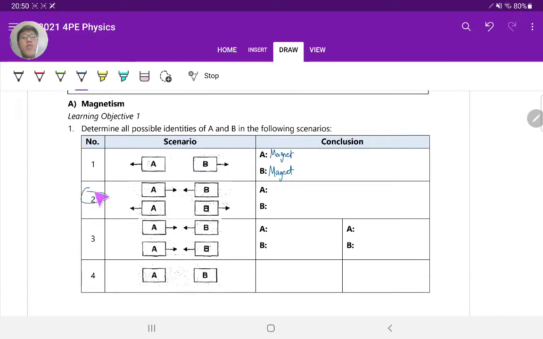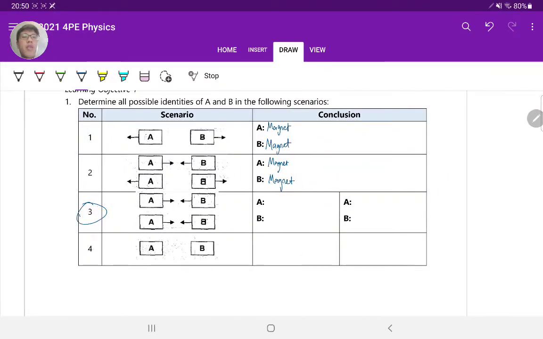Okay, let's look at scenario 2. A and B are attracting one another. Can you notice that my B is flipped around? When you flip B around, you see that they repel. So what are the identities here? Straight away you know that as long as you see repulsion, A and B must both be magnets. Down here was attracting because it was unlike poles, you flip it, it became like poles, right? So magnet and magnet.